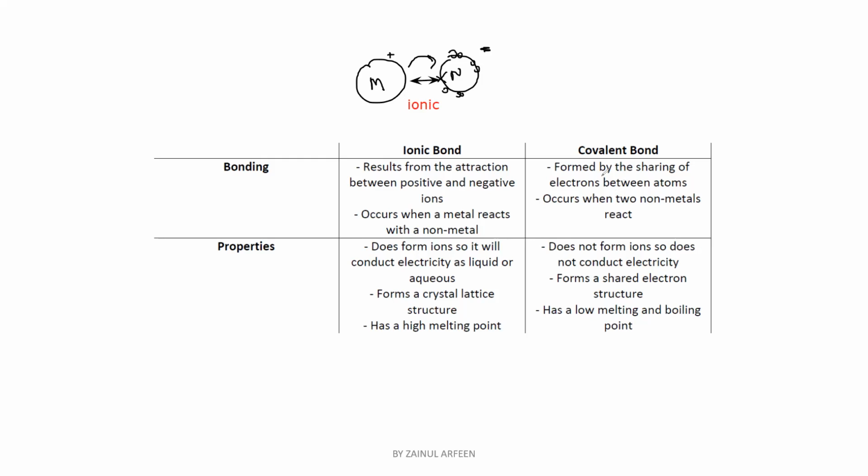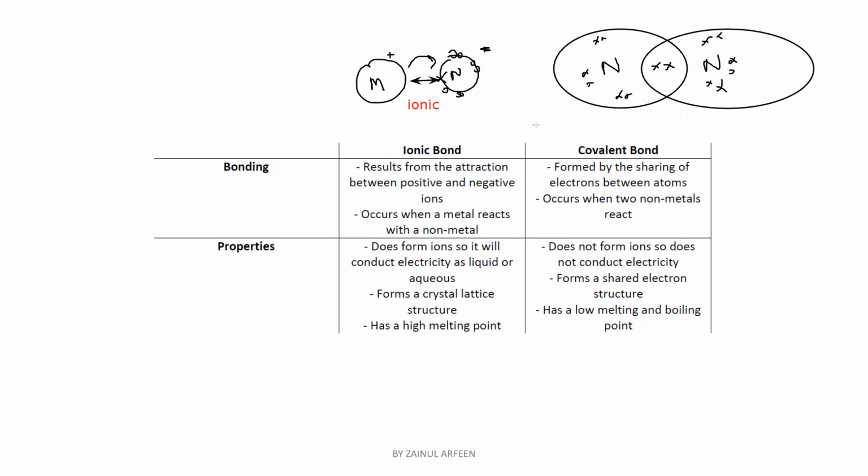But what happens in a covalent bond? A covalent bond is formed by sharing of electrons between non-metals. For example, you have one non-metal and you have another non-metal. It's not nitrogen, N means non-metal. So when two non-metals share the electron with each other, electron is not transferred from one atom to another. There is an attraction between the two atoms to their electron. This type of bonding, in which there's a sharing of electrons, we call covalent bonding.